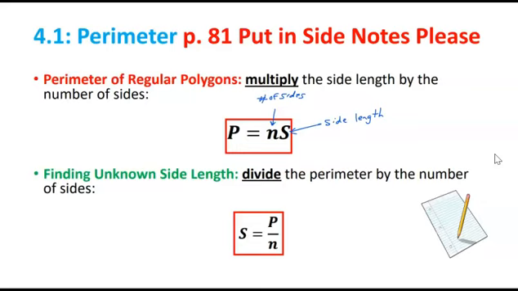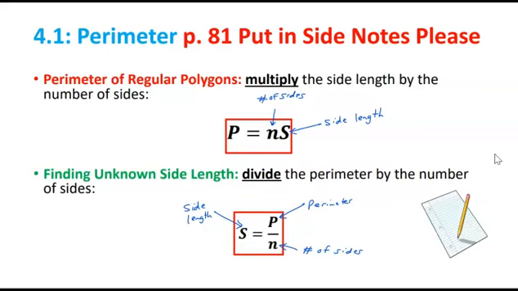If you know the perimeter, but you don't know the side lengths, so here we would be solving for the side length, but we know the perimeter, then we can simply take the perimeter and divide it by the number of sides. So for example, if you have a pentagon, which is 5 sides, and you know the perimeter is 50, you can divide 50 divided by 5 in order to get a side length of 10.